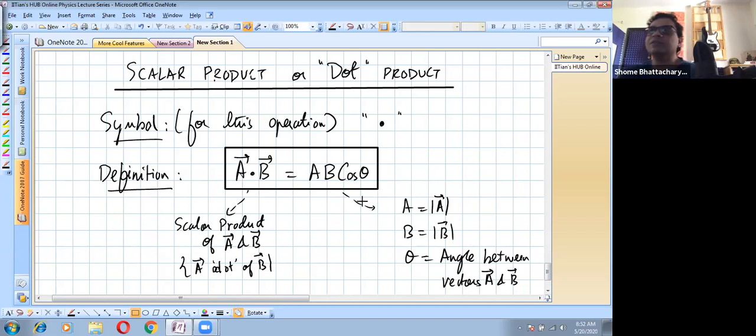When we understand, for example, how we can calculate work done by a force using a dot product between the force vector and the displacement vector, then we'll understand the logic of why it is AB cos theta and why it is not simply AB or AB sin theta or something like that. There is a very well-defined logic why the formula involves cos theta.